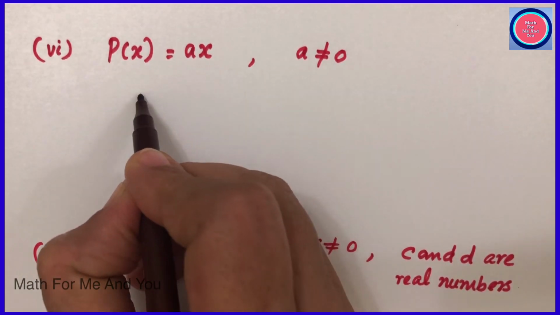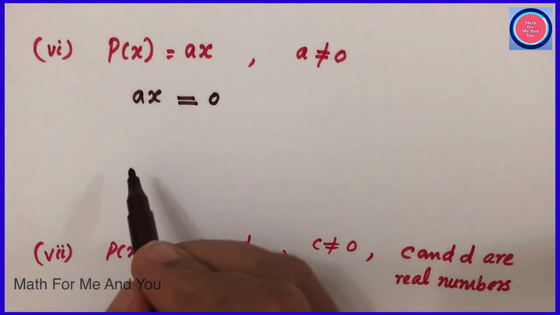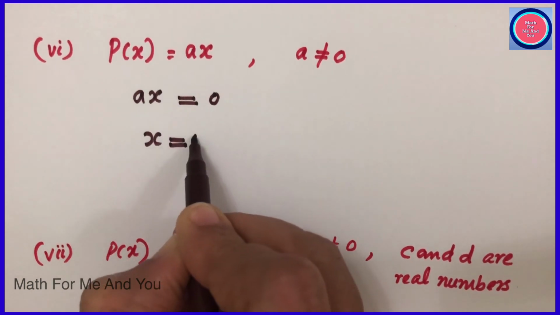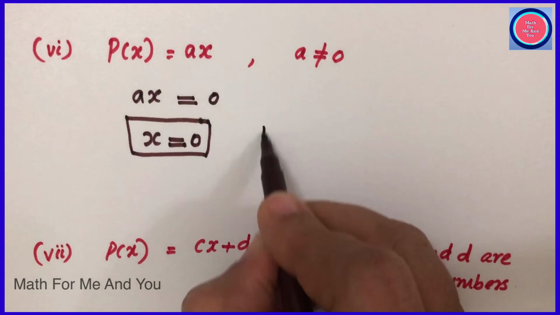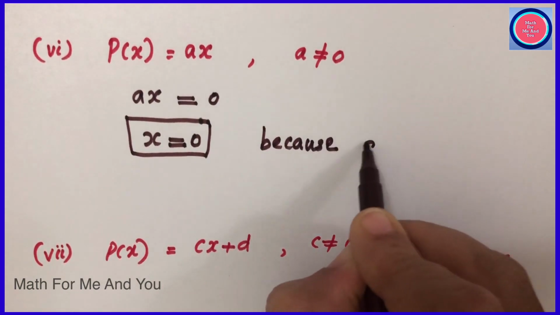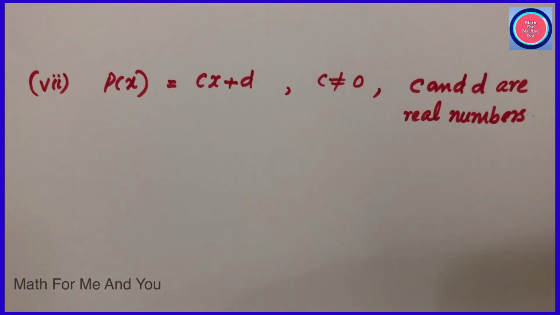Next polynomial p of x equals ax. We can take ax and equate to 0. From here we can find what x is. X equals 0. Why is it x equals 0? This is because in the question itself it is given that a is not equal to 0. That means x is the number which takes the value 0.